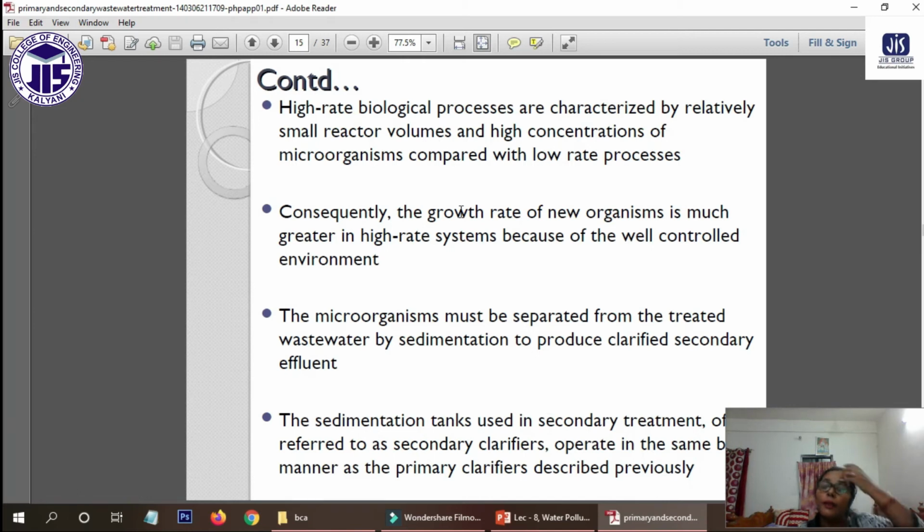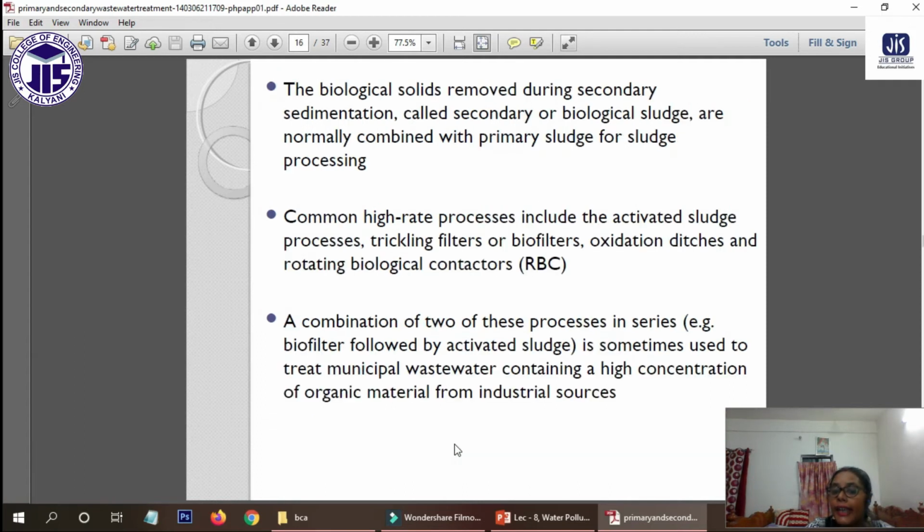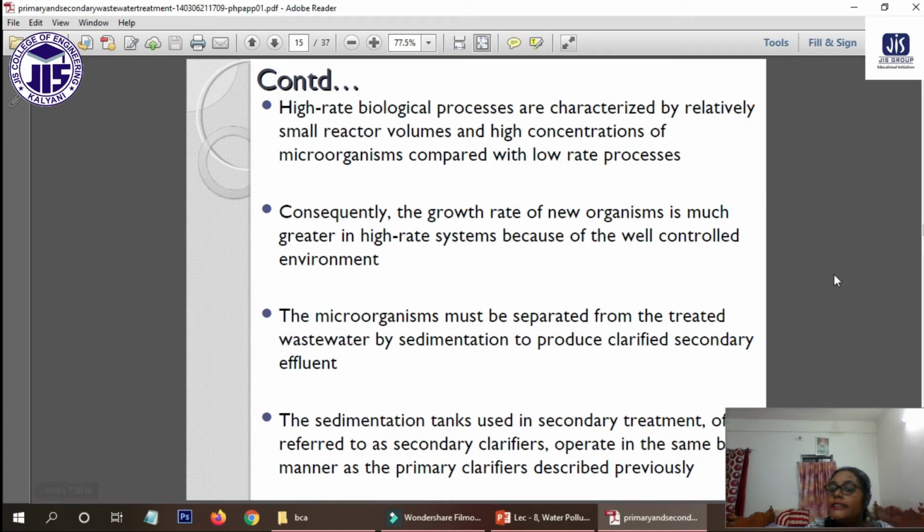Now, high rate biological processes are characterized by a relatively small reactor volume and high concentration of microorganisms compared with low rate processes. Consequently, the growth rate of new organisms is much greater in high rate systems because of the well controlled environment. The microorganisms must be separated from the treated wastewater by sedimentation to produce the clarified secondary effluent. The sedimentation tanks used in secondary treatment are referred to as secondary clarifiers, and operate in the same manner as the primary clarifiers described.